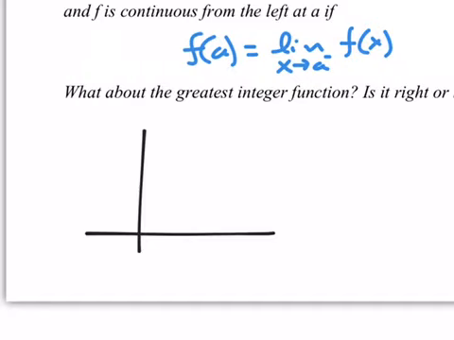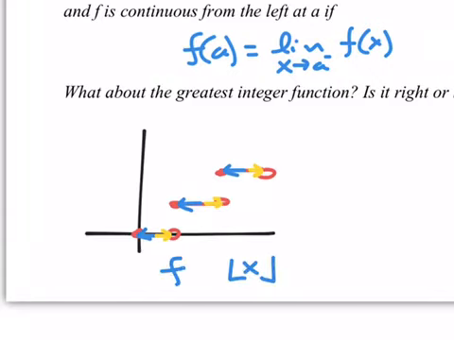Okay, so we consider closed and open and closed and open and closed and open. Okay, so coming from the right, it's continuous. Coming from the left, it's not continuous. All right, so we would say f, in this case the integer function or floor function, is right continuous.